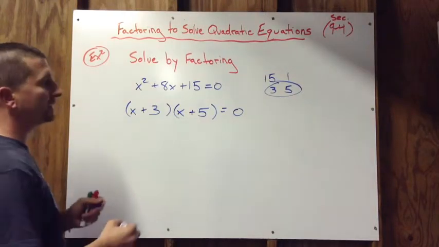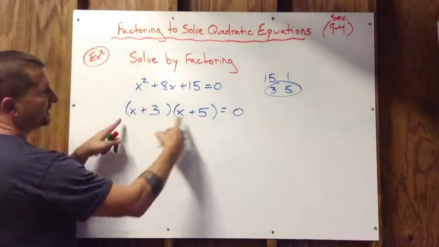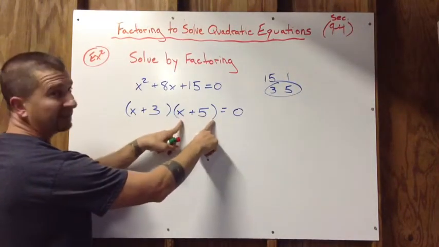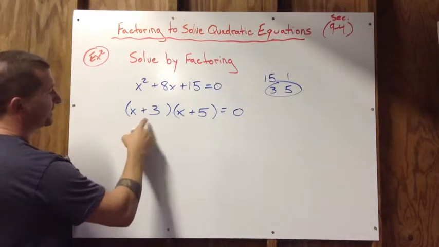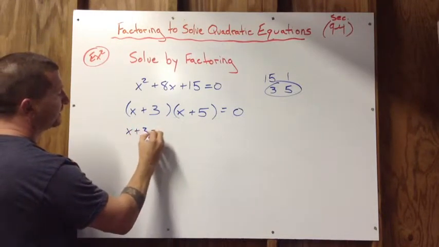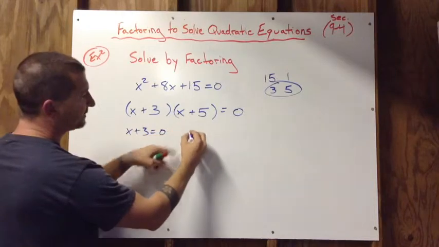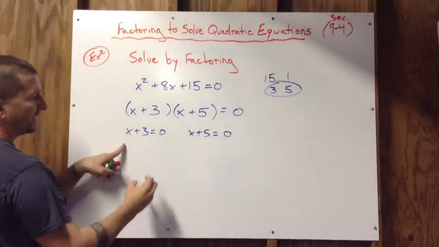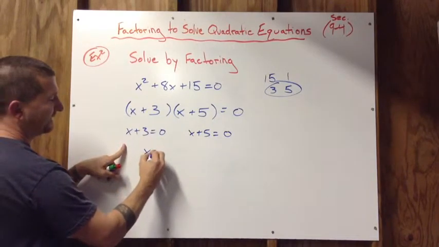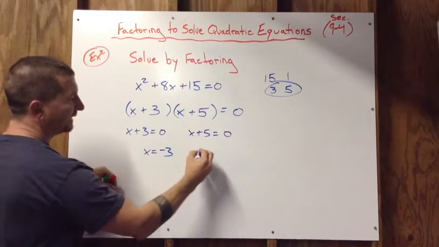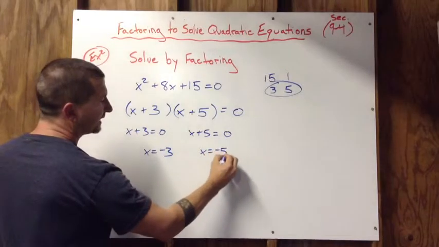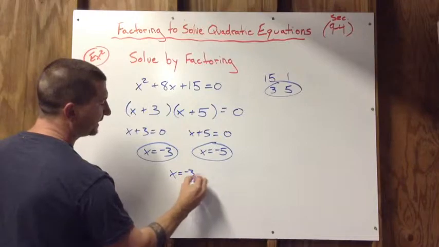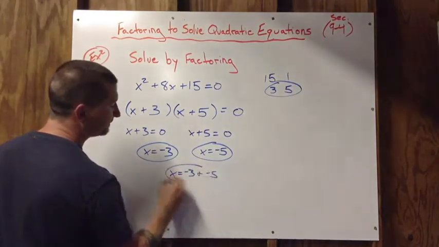Once we've factored it, we can solve the equation. Since this all equals 0, one of these two has to equal 0, if not both. So we solve x plus 3 equals 0, and we'll solve x plus 5 equals 0. When we solve this out, we get x equals negative 3 and x equals negative 5. So we have two answers, x equals negative 3 and negative 5.